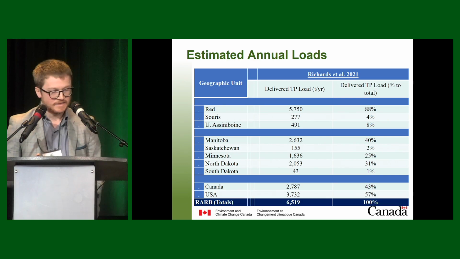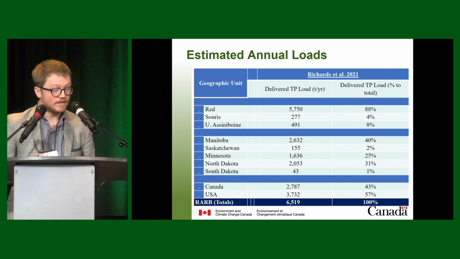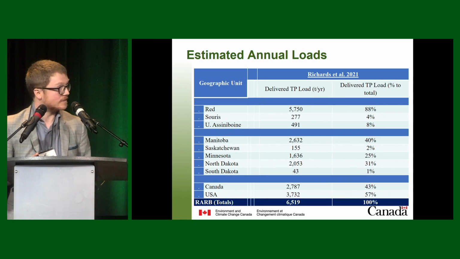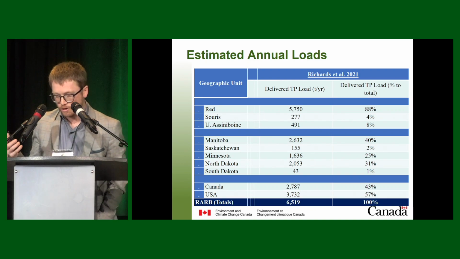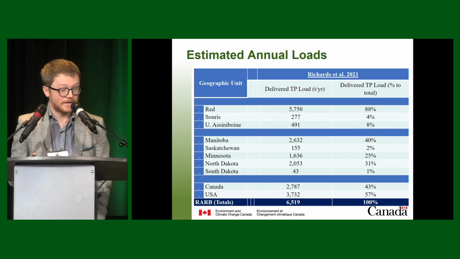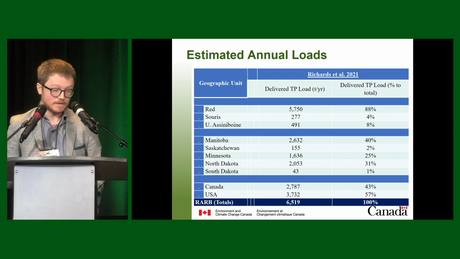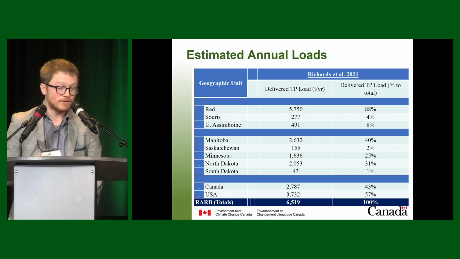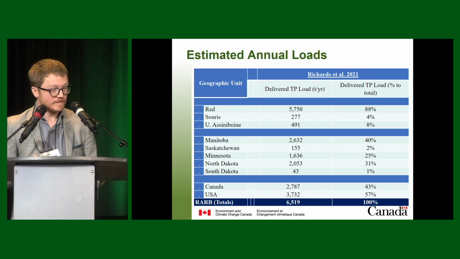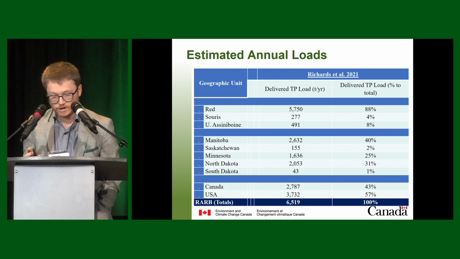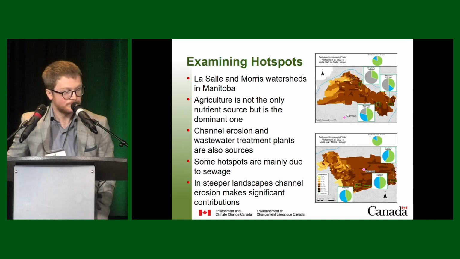So if you look, as an example, on the scale of different rivers, the Red, the Souris, and the Upper Assiniboine, we can see that the Red River dominates at about 88% of that load. If we look at a provincial or state scale, we can see, of course, Manitoba making a significant contribution, followed by some of the states of Minnesota and North Dakota. But it is important to note that even Saskatchewan makes a measurable contribution at 2%. And when you look at a national scale, we see a slight majority attributed to the USA.